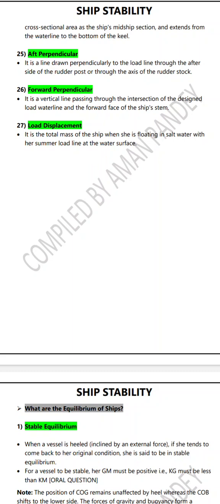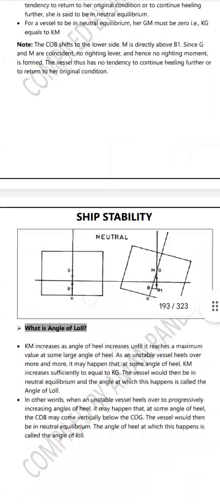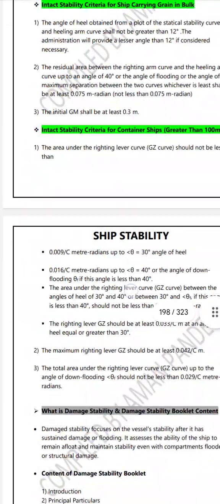It is a vertical line passing through the intersection of the load line through the outside of the rudder post or the axis of the rudder stock, the design load waterline and the forward face of the ship's stem. Load displacement is loading.